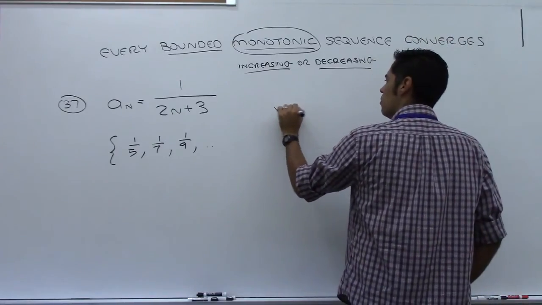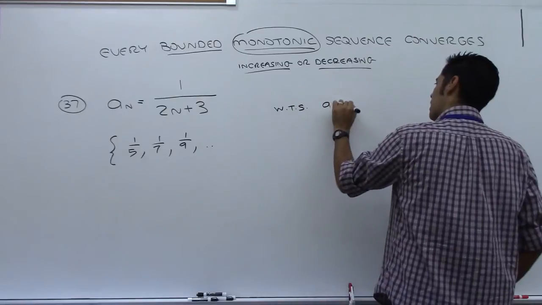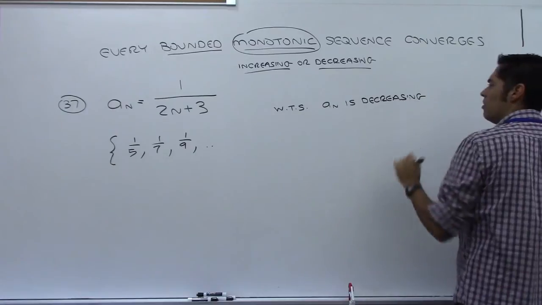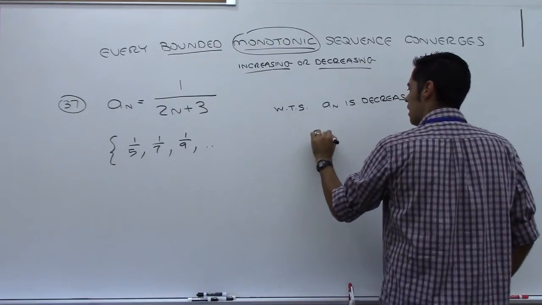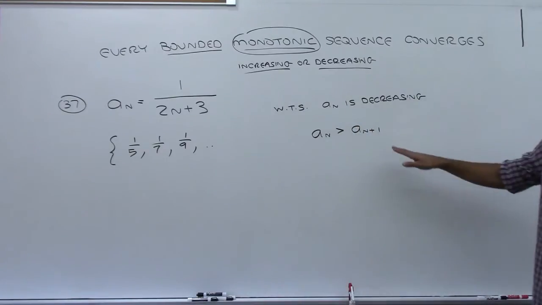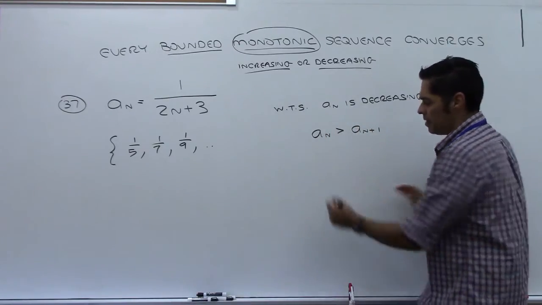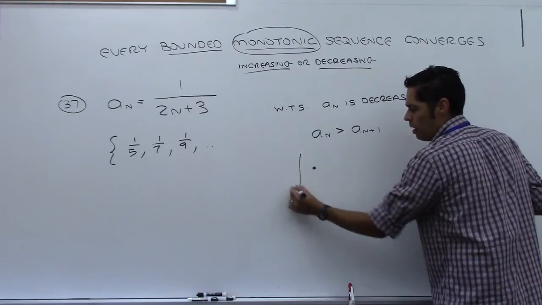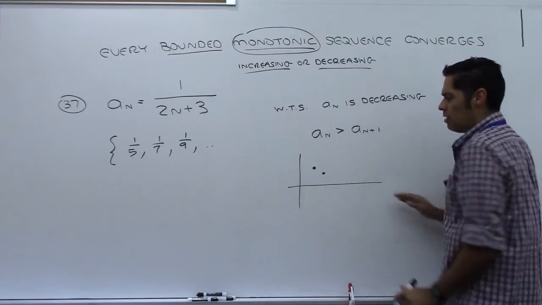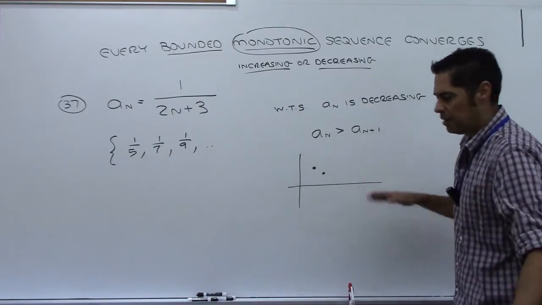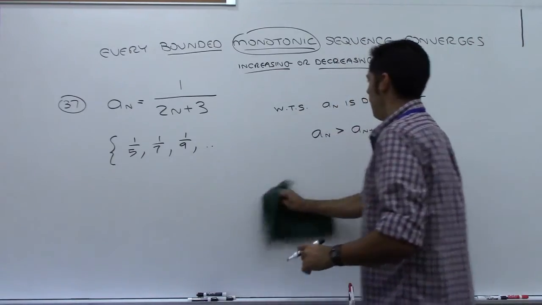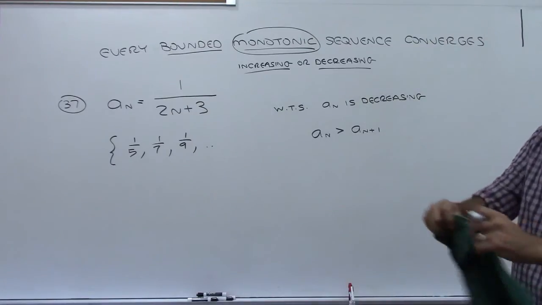So that's what I want to try and show. I want to show a sub n is decreasing. To show that it's decreasing, I need to show that a sub n is greater than a sub n plus 1. Right? That's the definition of decreasing. The nth term of the sequence, whatever dot that is on our plot of this, it's going to be higher than the one next to it. So as long as that continues to happen, we know that this sequence decreases. So I've got to show that inequality. All right? If I can show that this is true, then I'm done.